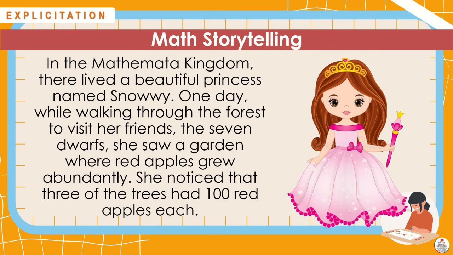Let's have a story. Math storytelling. In the Mathemata Kingdom, there lived a beautiful princess named Snowy. One day, while walking through the forest to visit her friends, the 7 dwarfs, she saw a garden where red apples grew abundantly. She noticed that 3 of the trees had 100 red apples each.